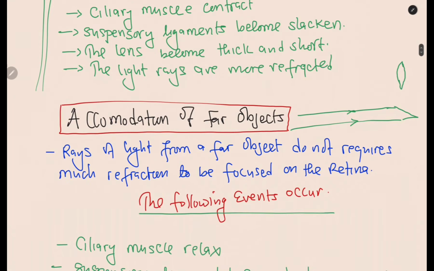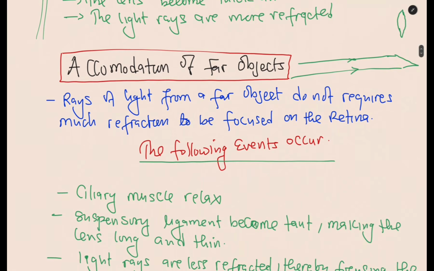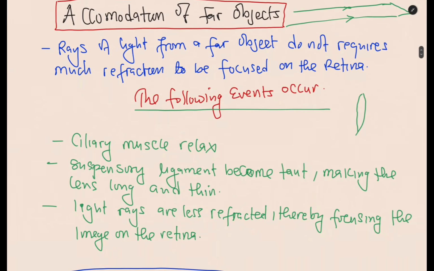So what are the events that happen to the ciliary muscles, the suspensory ligaments and the lens? This time around, the ciliary muscle relaxes, the suspensory ligament becomes taut, which means they are pulled, making the lens long and thin. So in this case, rays of light are less refracted, focusing the image on the retina. So these are what happen when focusing on the accommodation of the far object.